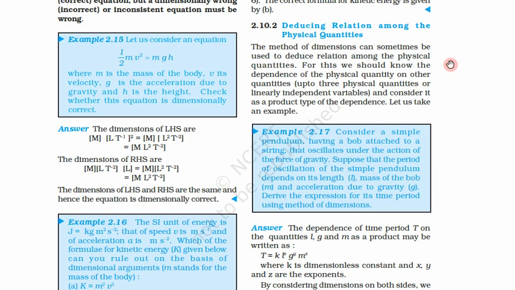Now the last thing is deducing relations among the physical quantities. Previously we were checking; now we ask whether we can create some relation between physical quantities with the help of dimensional analysis. So we are going to create a physical formula or relation with the help of dimensional analysis. The method of dimensions can be used to deduce, that means create, relations among physical quantities. For this we should know the dependence of the physical quantity on other quantities.